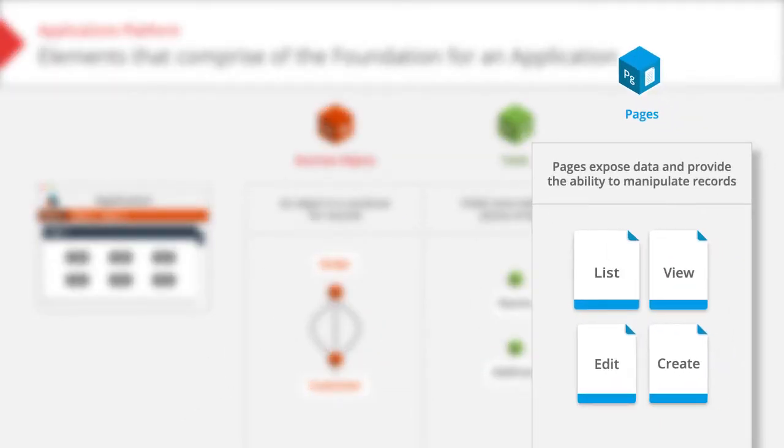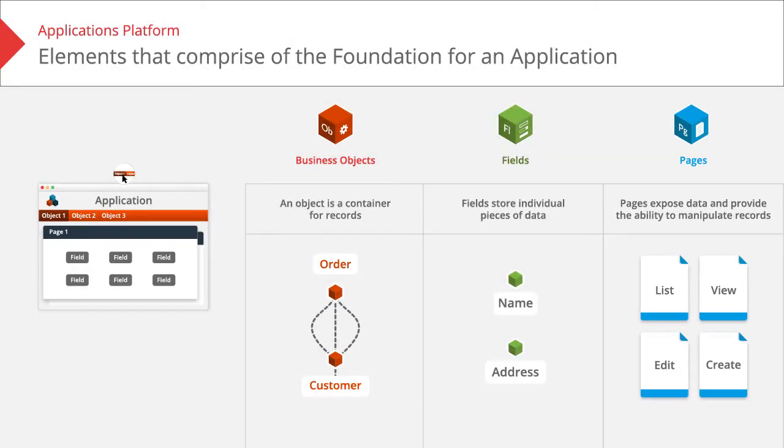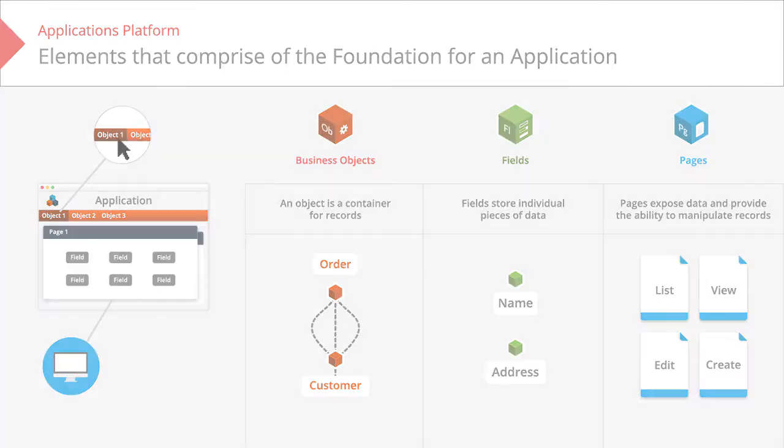Pages expose data and provide the ability to manipulate records. Menus are the navigational controls associated with pages. Portals are independent interfaces that allow users to interact with all or part of an application.